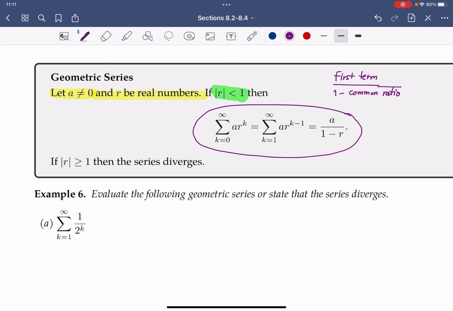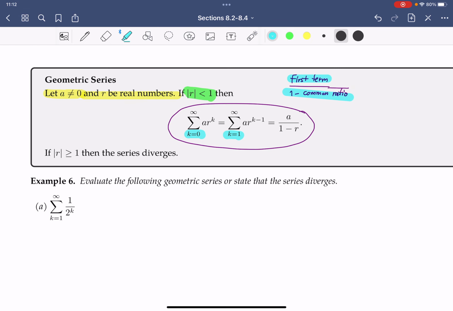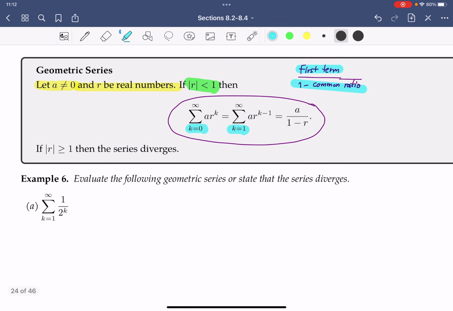Sometimes the initial point can be different, k equal to 0 or k equal to 1, but the best way to memorize this is that the limit is going to be the first term over 1 minus the common ratio, and you will never get it wrong if you memorize that, because the top part is always the first term. So we have example 6 coming up. This is the practice where you learn how to compute the geometric series.